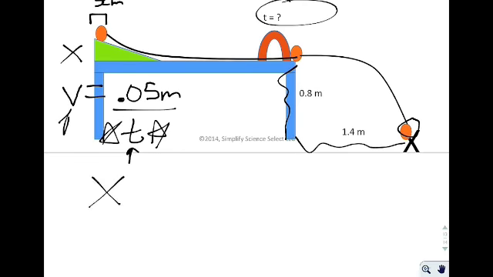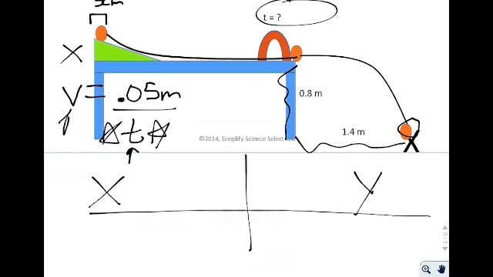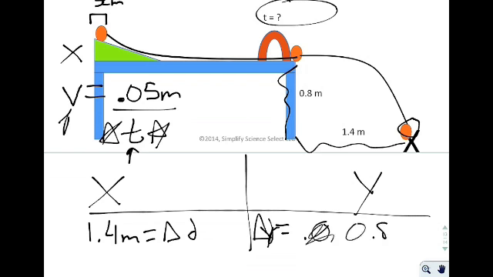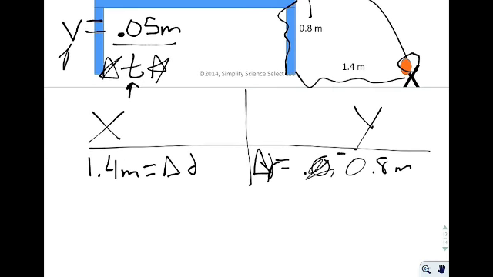Okay, so we're going to look at the x direction and the y direction. In the x direction, I have 1.4 meters as the displacement. In the y direction, I have the displacement, delta d, of 0.8 meters, but it should be negative because remember the ball is falling that distance. I always know the initial velocity is 0. I always know the acceleration is negative 9.8 meters per second squared.